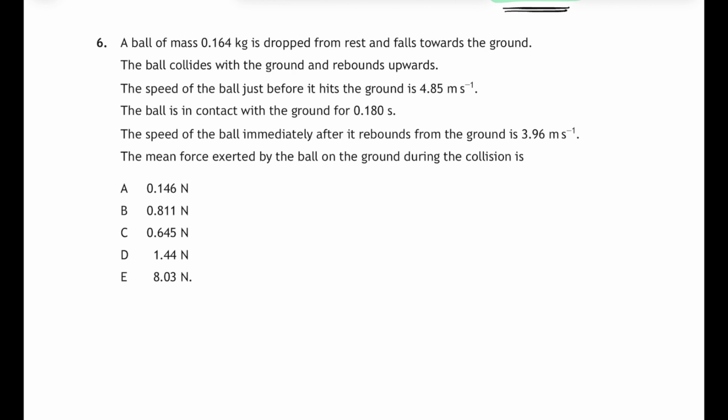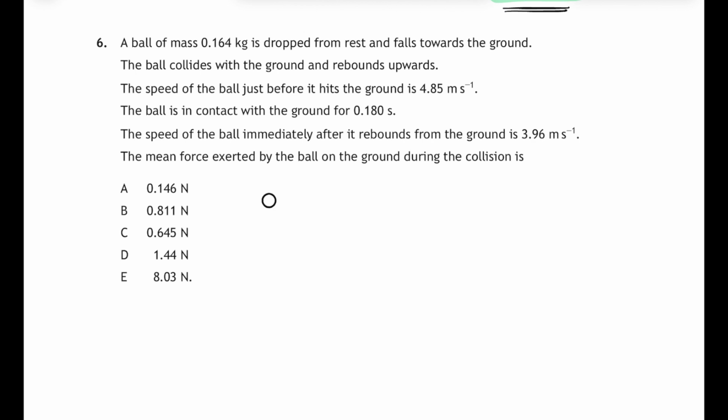Okay, question 6. A ball of mass 0.164 kilograms is dropped from rest and falls towards the ground. The ball collides with the ground and rebounds upwards. The speed of the ball just before it hits the ground is 4.85 metres per second. It's in contact with the ground for 0.18 seconds, and then the speed of the ball immediately after it rebounds is 3.96 metres per second. Got a lot of numbers here.